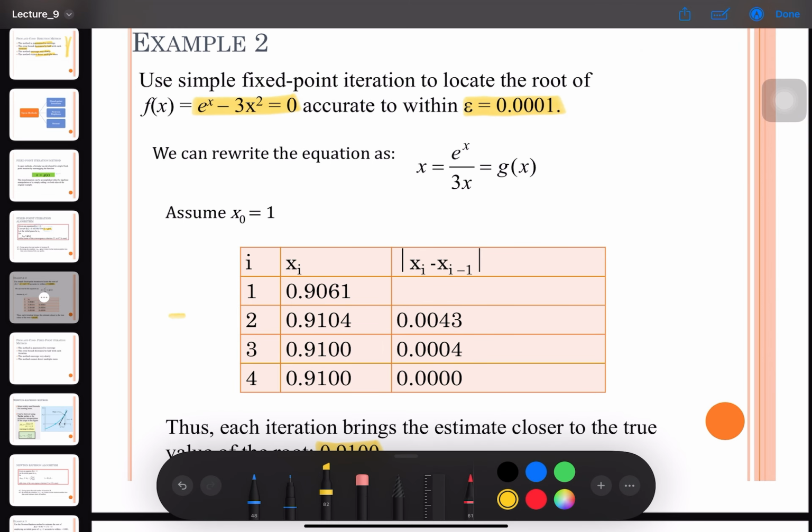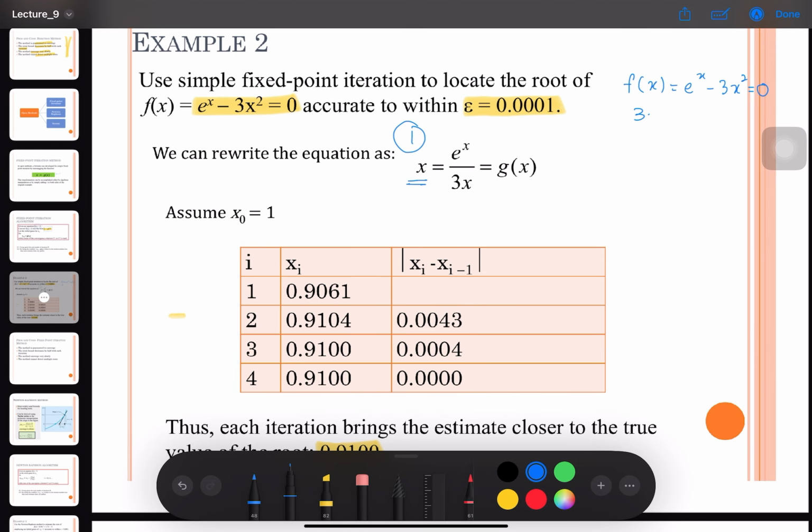Okay, we can rewrite the equation. Okay, first step for fixed point iteration method, this is your first step. You have to find gx. In this case, gx is equals to x. Okay, using the equation they give you fx equals to, from the question, e power of x minus 3x squared equals to 0. So for first method, you have to find x. Let your x be the subject.